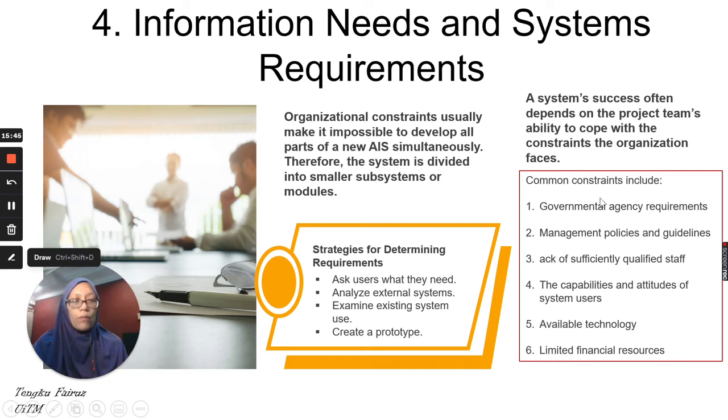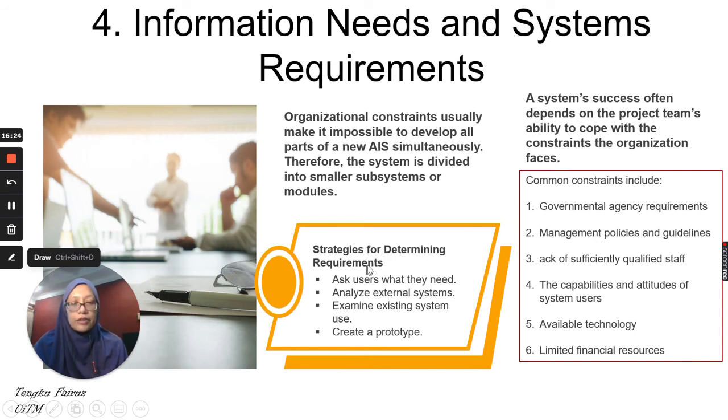The system's success often depends on the project team's ability to cope with the constraints the organization faces. For example, common constraints here are the government agency requirements, the policy guidelines from the management, the lack of sufficient qualified staff, the capabilities and attitudes of the system users, availability of the technology, and limited financial resources. So those are examples of the constraints that the development team faces when they want to proceed with the system. So the success of the system also depends on how the management team and the development team cope with those constraints.